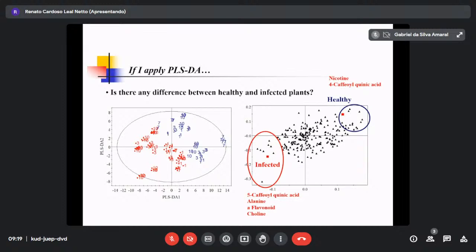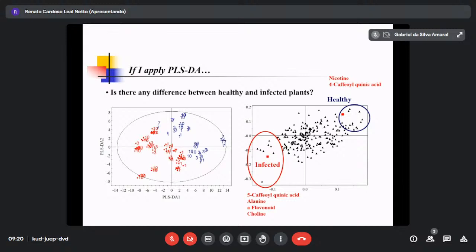Please look at this one. Very well separated. Now you can see which metabolites are affected by infection here: 5-O-caffeoylquinic acid and nicotine, 4-caffeoylquinic acid. Something like this you can find. So, to your question, should I delete the samples or not? It's too early. You can do PLS modeling with the samples existing. If this one separates, why do we have to delete the samples?